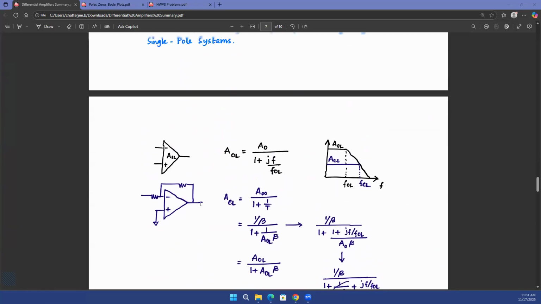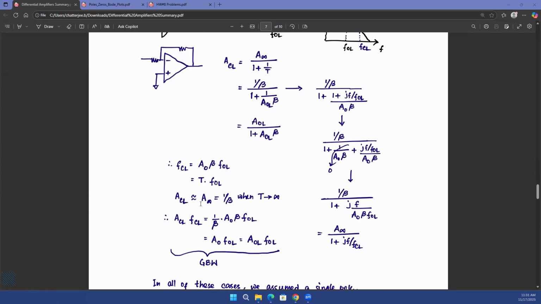So let's stop here today. And in the next lecture, we'll take a look at how we make sure that we have a single pole op-amp, and then we'll take a look at the example problem.